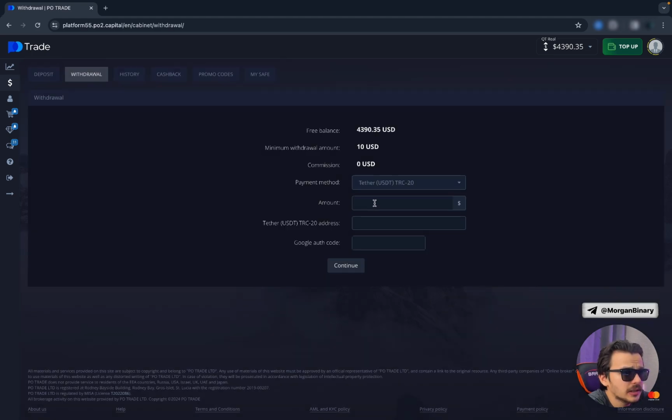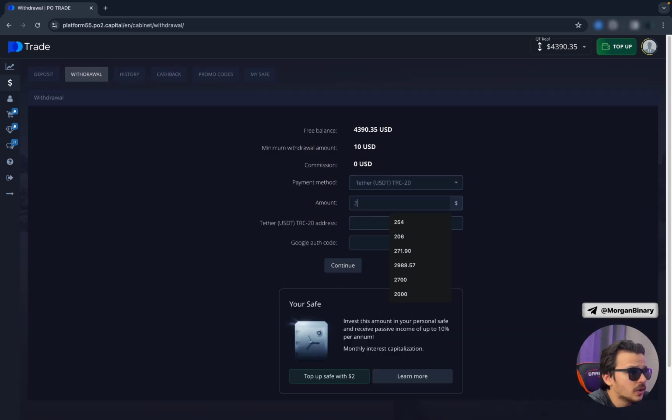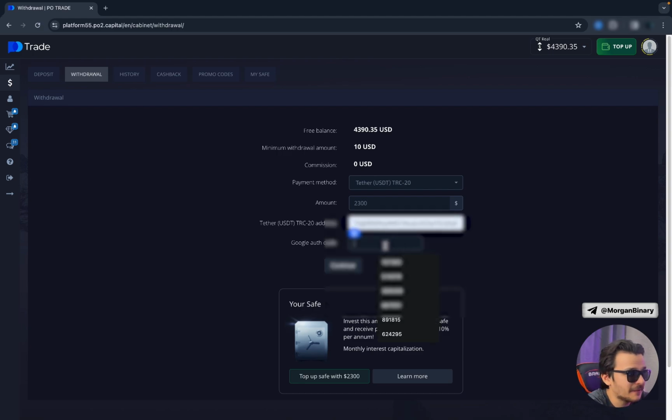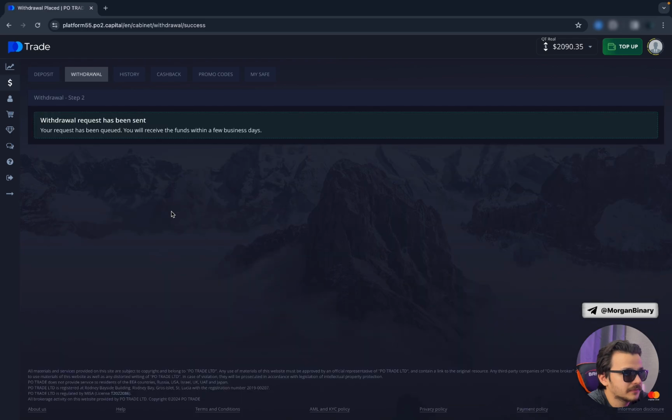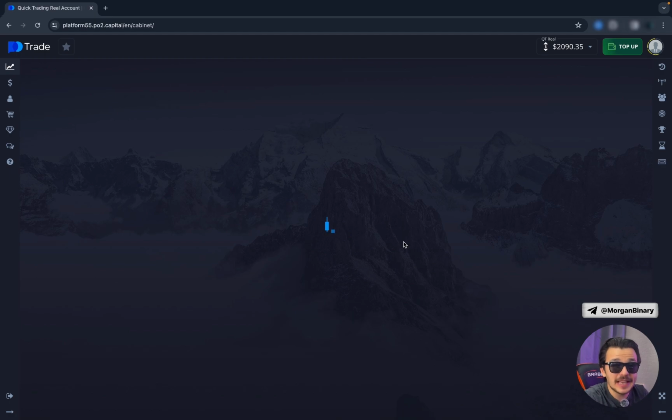Let's choose a wallet. Well, for today our profit is $2,300. And our operation is successfully executed.